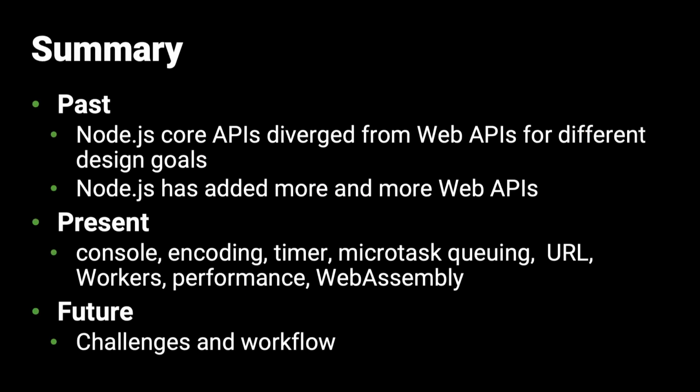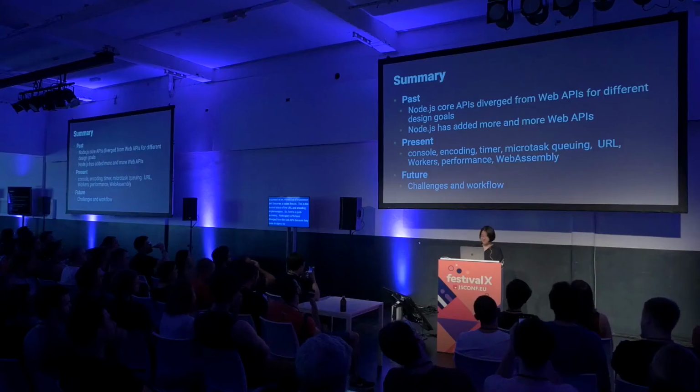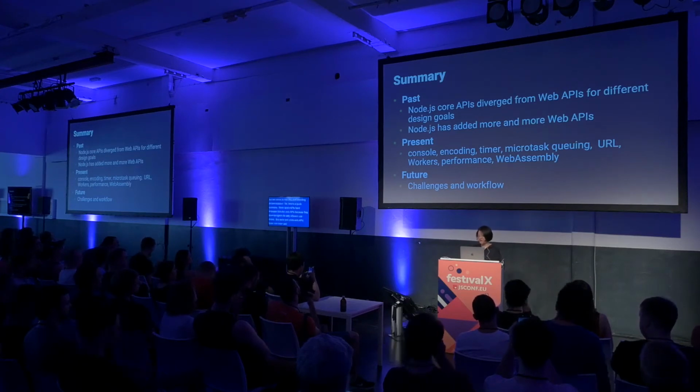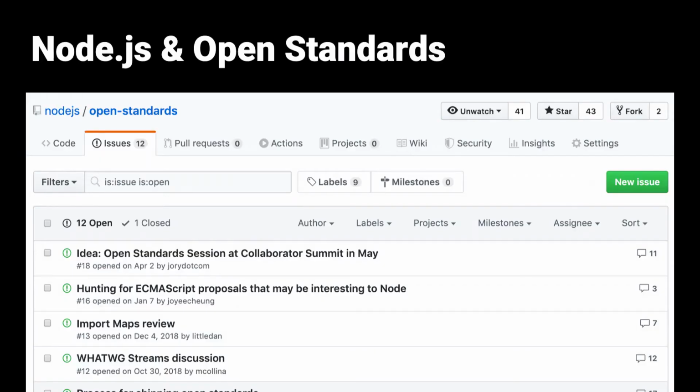So here's a quick summary. Node Core APIs have diverged from the web APIs because they were designed for very different use cases. But more and more web APIs have now been added into Node Core. We have walked through the existing web APIs in Node Core and their status. Then we looked into the challenges and the workflow of bringing more APIs into Node Core in the future. Finally, we are starting an open standards initiative in Node to collaborate more with standards and other implementations.